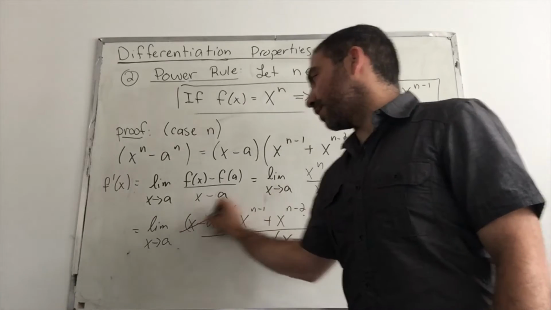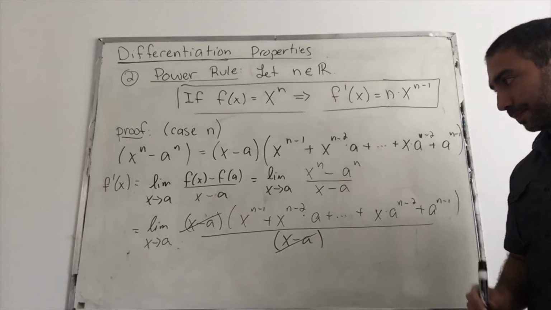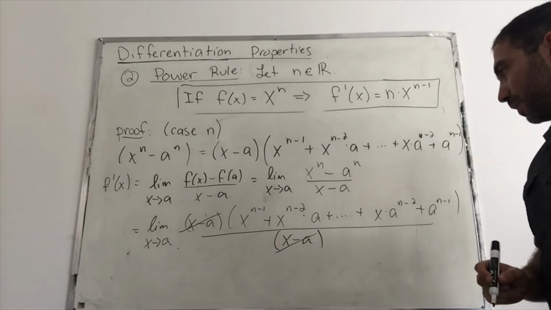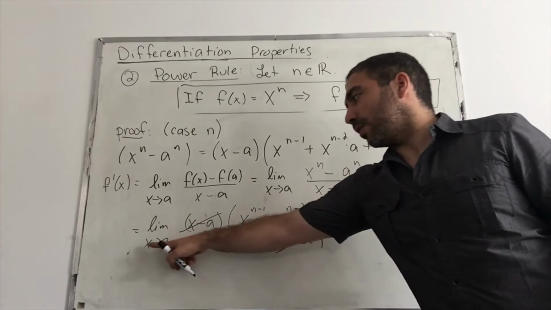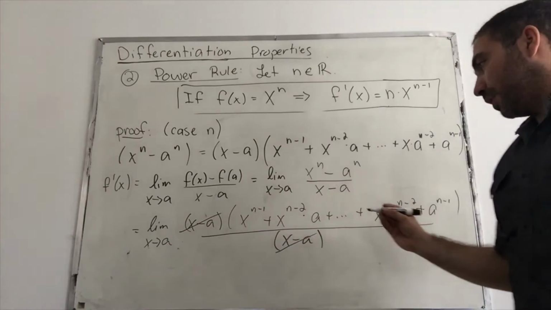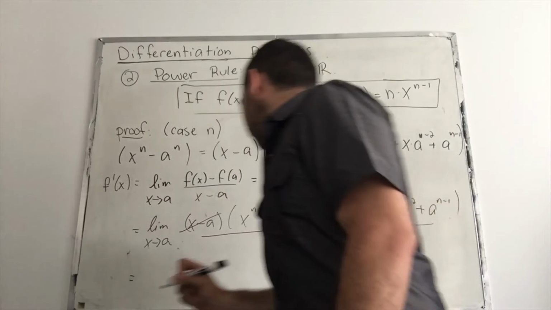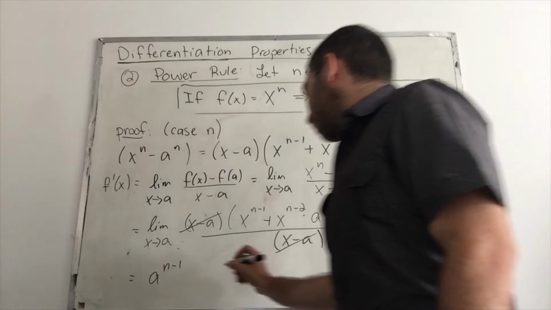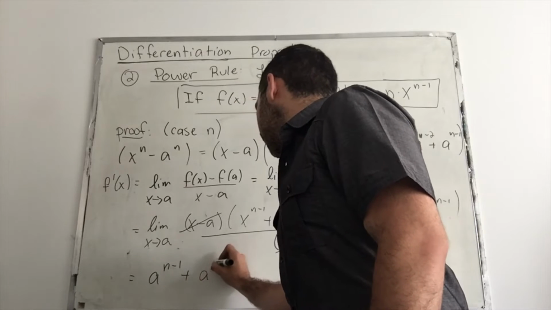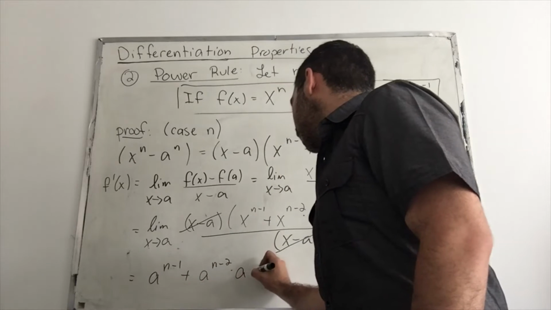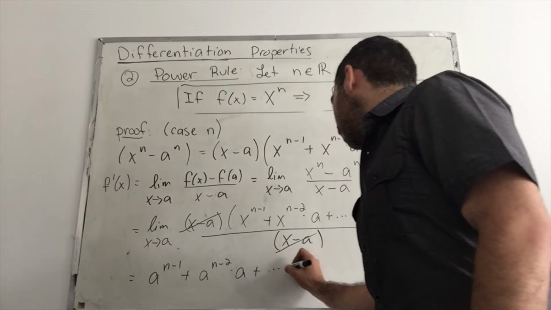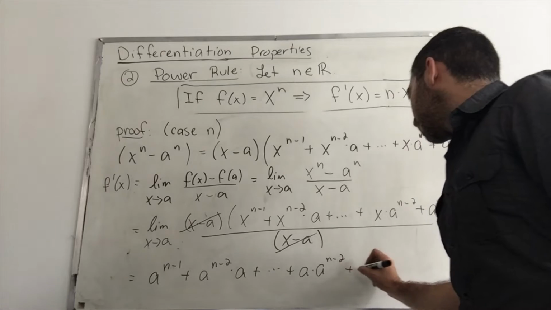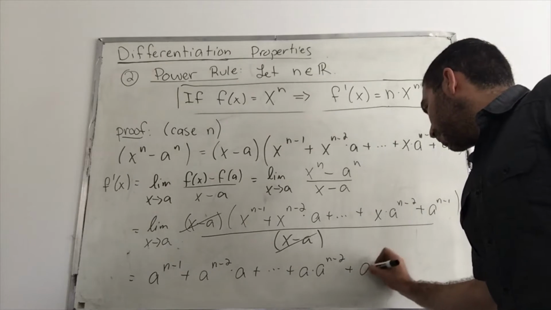And the x minus a's cancel. Okay. And now we evaluate the limit. Substitute, replace all the x's with the a's, giving us a to the n minus 1 plus a times a to the n minus 2 plus dot dot dot plus a times a to the n minus 2 plus a to the n minus 1.